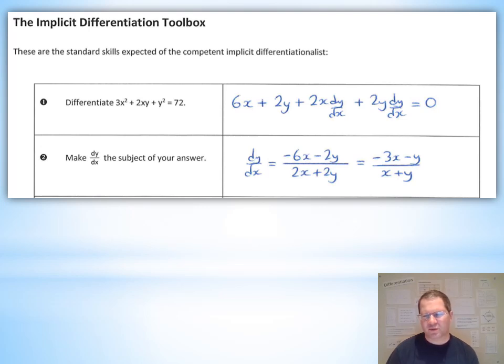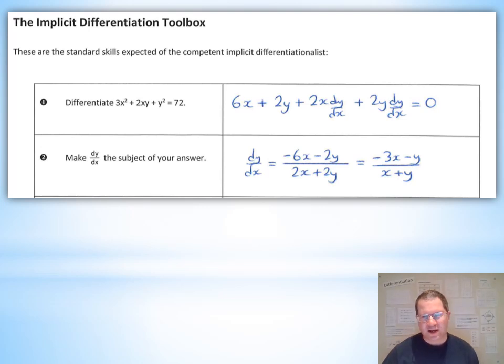So when we differentiate 3x squared with respect to x, we get 6x. When we differentiate 2xy, because it's a product, we get two terms, 2y plus 2x dy by dx. When we differentiate y squared with respect to x, we get 2y dy by dx, and when we differentiate 72 with respect to x, we get 0. So overall, we get 6x plus 2y plus 2x dy by dx plus 2y dy by dx is equal to 0. Every term, when we differentiate it, has been put in the place where the original term was in the equation, and we're not putting it equal to dy by dx.